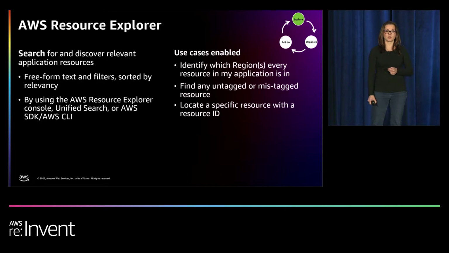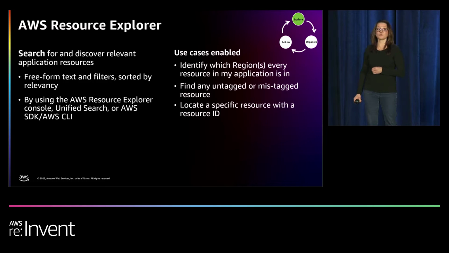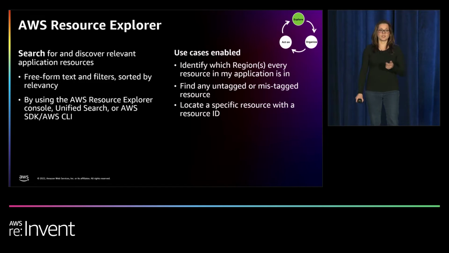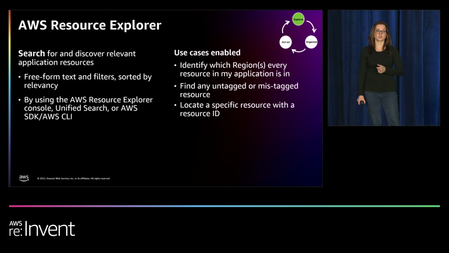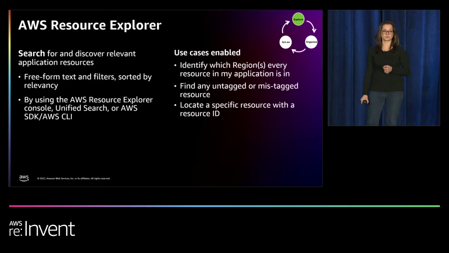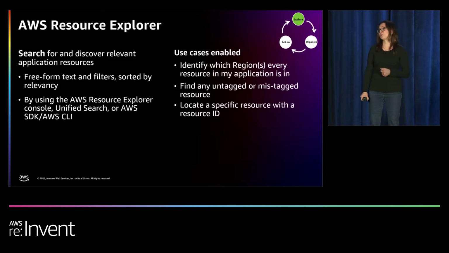AWS Resource Explorer addresses a number of key use cases that we heard from many of our customers. For example, you may want to identify which regions every resource in my application is in. So now AWS Resource Explorer can help with that because it offers cross-region search. The next one is a really big one, keeps coming up. We heard it from many customers. How do I find any untagged or mistagged resources and then tag them appropriately to meet your compliance needs?